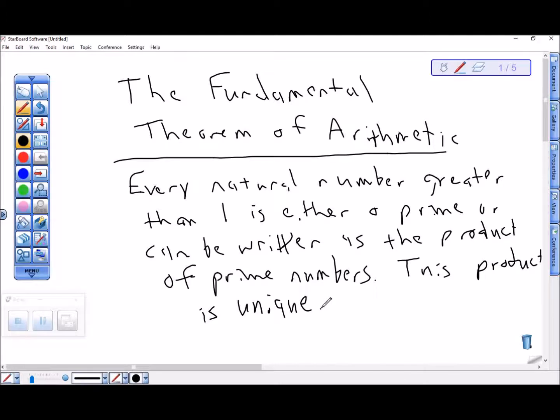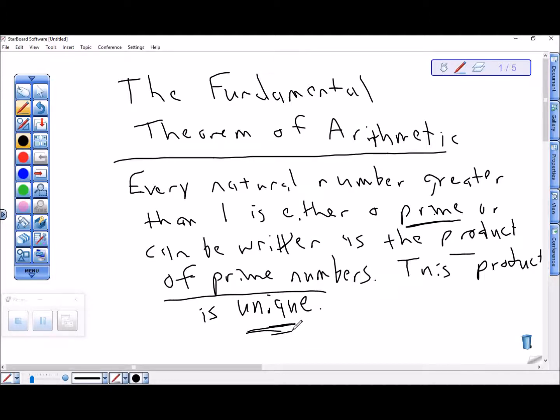Okay, let's break that down quick. So every natural number greater than 1. Remember, the natural numbers are 1, 2, 3, 4, 5, 6, and so on. So all of those numbers bigger than 1 is either a prime. Remember, primes are numbers larger than 1 whose only factors are 1 and themselves. Or can be written as the product of prime numbers in a unique way.